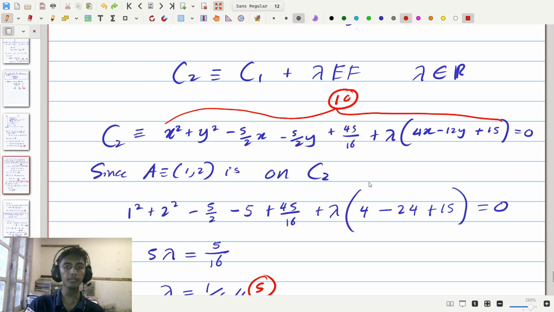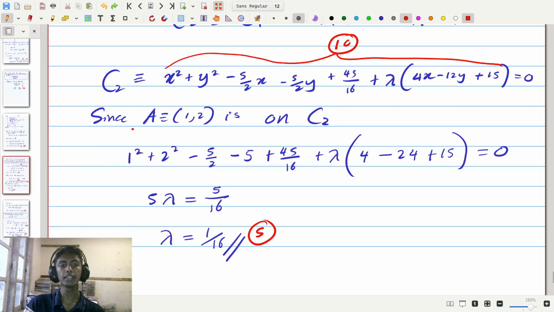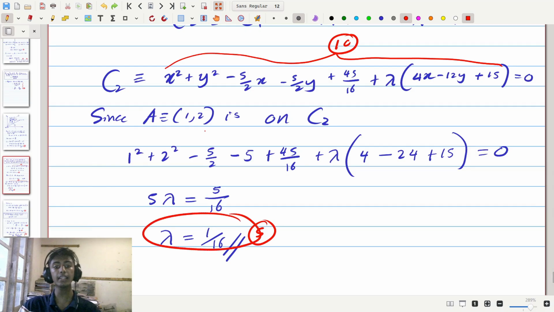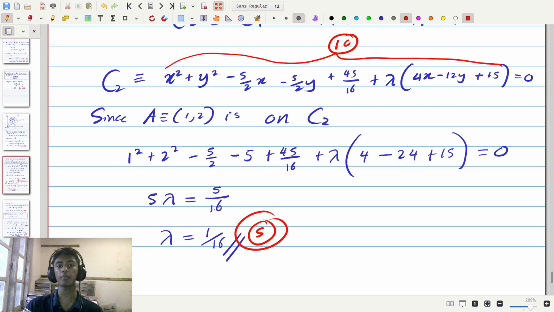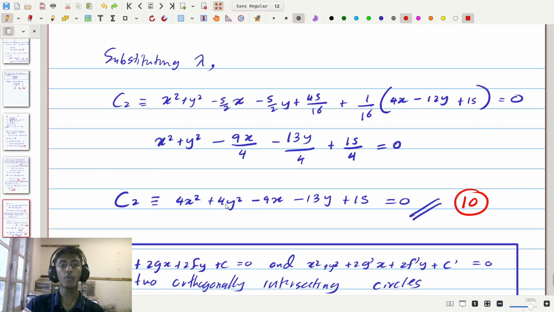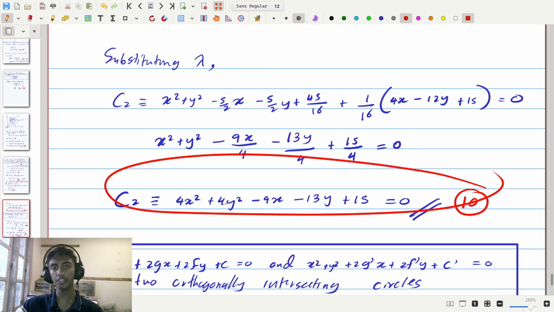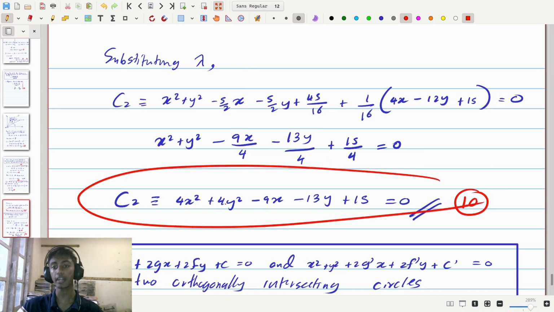When you then use the fact that the point A, which is 1, 2, is on C2, and you substitute in that value in order to simplify down and finally get that lambda is equal to 1 over 16, for finding lambda equals 1 over 16, you get 5 marks. Then after that, when you resubstitute lambda, simplify everything down and finally get C2 in the form that they gave in the question, you get a total of 10 marks. So this 10 marks is for all of this working and the final answer.